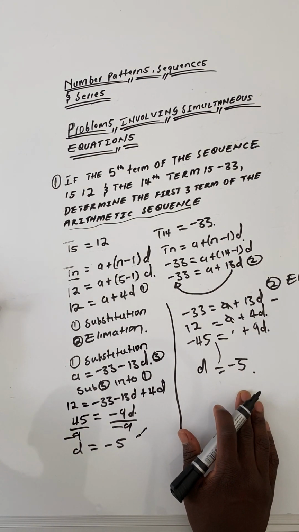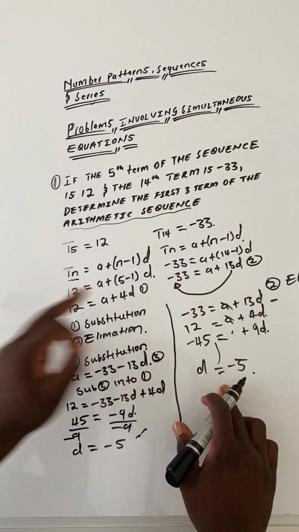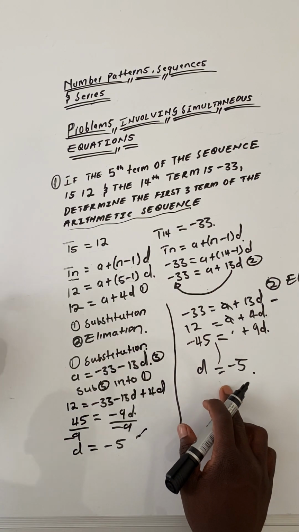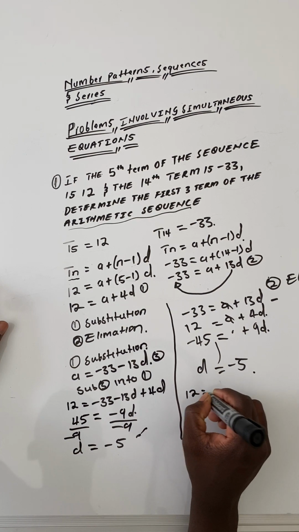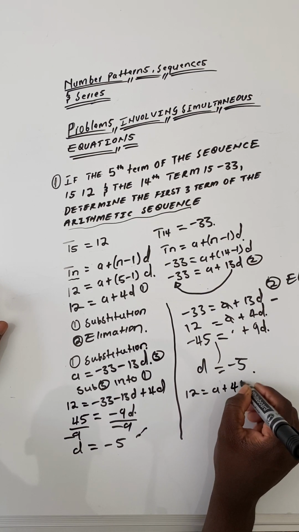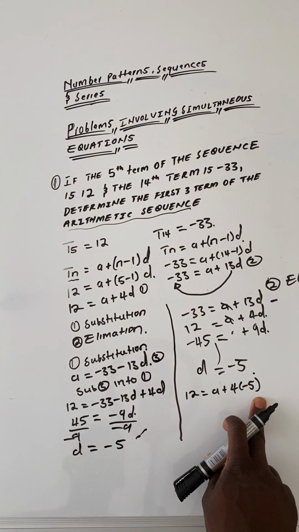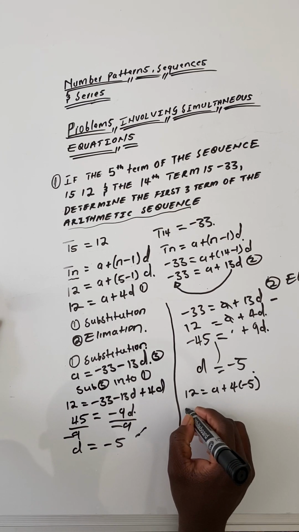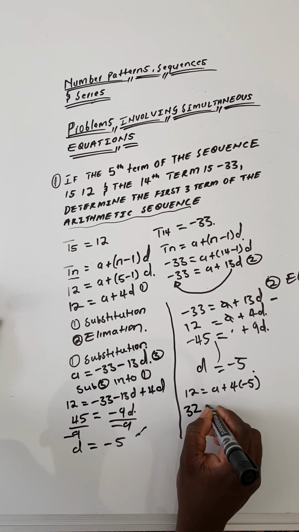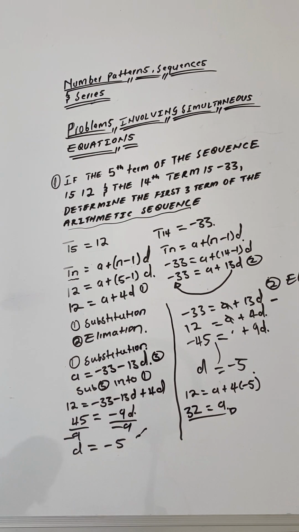To get a, since now we have d, you can substitute this d into any of these equations, right? In this case, I choose this one, okay? So take the d and put it there. So that would be 12 is equal to a + 4 times -5, right? So that would be equal to what? -20, right? Okay, so -20 coming to this side would be +20. So in other words, 32 would be equal to a, right? So we found a and we found d. Now you see, we're going somewhere.